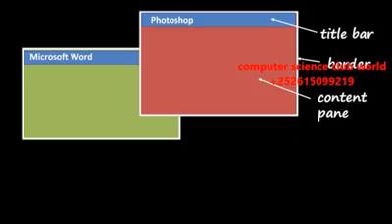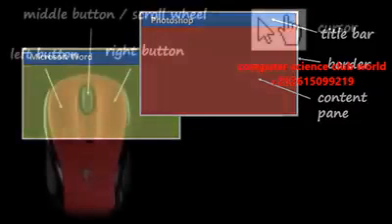You have at the top the title bar where it says the name of the program. You have a border around the window, and then you have the content pane, the space where the actual program interface is displayed. So whatever the program wishes to show the user, it gets displayed in the content pane.